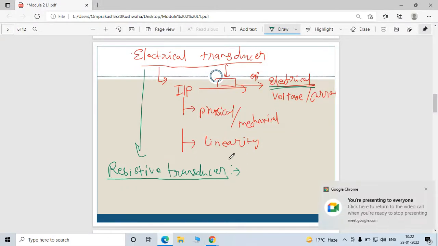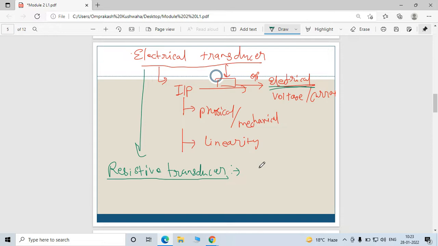In a resistive transducer, there is a change in resistance due to a change in some physical phenomenon. So the transducers which work on this principle, you can categorize as resistive transducers. For example, the potentiometer.